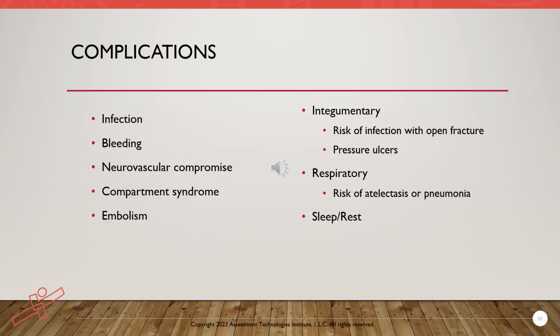Venous thrombosis, such as a DVT or pulmonary embolism, occurs due to immobility. Prevention is early ambulation, hydration, anticoagulants if ordered, and compression devices.